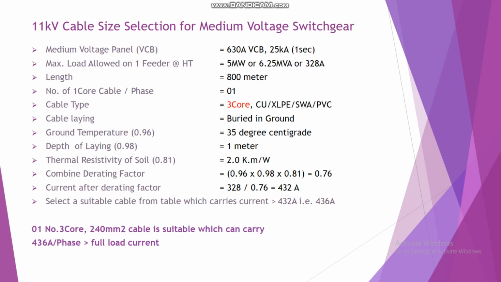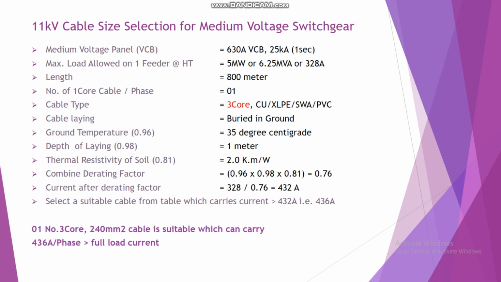So what if you want to select the 11 kV cable for medium voltage switchgear? That's very important, because sometimes people consider selection of the cable according to the load conditions only, but we must consider the condition of the medium voltage switchgear, because we have already installed a VCB in there, a 6630 VCB. That VCB definitely needs to be taken into consideration. The maximum load allowed on one feeder is 5 megawatt, that is 6.25 MVA or 328 amperes. The length is around 800 meters.